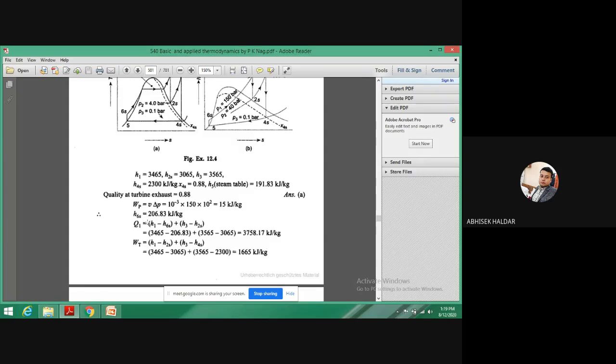Now H6S, how can I get it? Sir, H5 plus pump work. Very good. That means H5 plus pump work will give me the H6S. Is it clear to all of you? Yes, sir. H6S minus H5 is nothing but my pump work. So if I am getting the pump work, I can calculate this H6S. Otherwise, it is very difficult to calculate H6S.